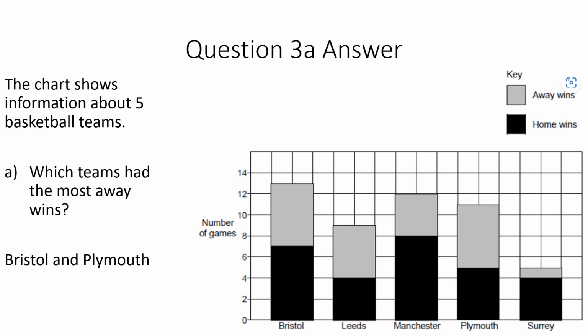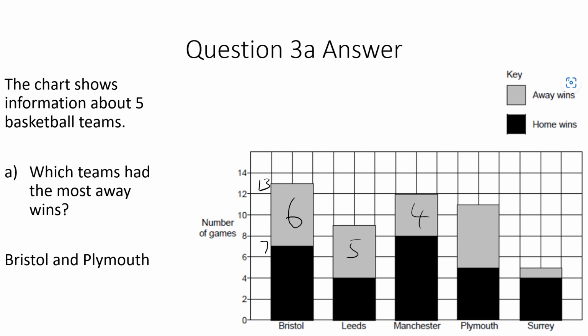Okay, so as you can see for part A, the answers are Bristol and Plymouth. Let's have a look at why those two places are the answer. So we're going from 7 up to 13 here. So if we take those numbers away, we get a difference of 6. Now Leeds, we're only going from 4 to 9. So we've only got 5 away wins for Leeds.